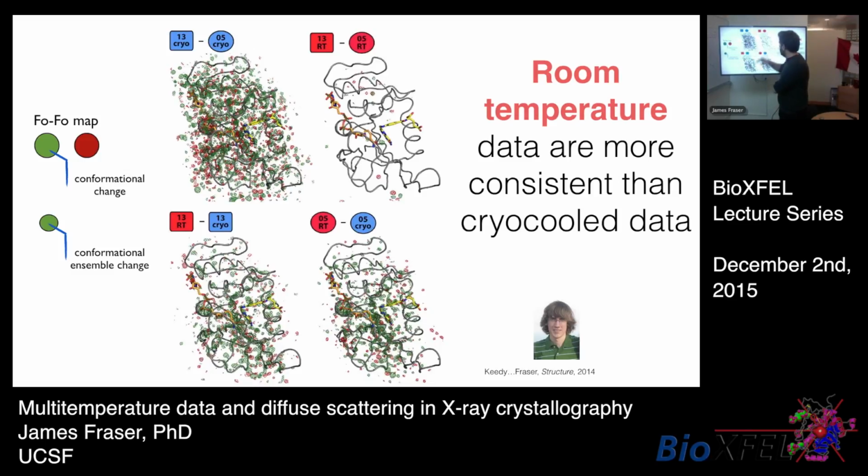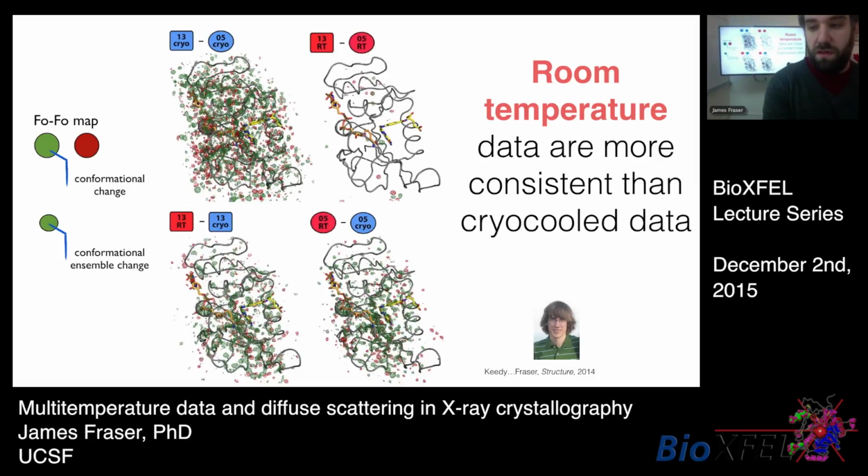But the really striking result for us was that the room temperature difference maps were essentially flat. There were very few differences between the room temperature data sets collected basically a decade apart. And so the room temperature data are really more consistent than the cryocooled data, and consistent in an important property in that they were showing the same conformations, but also not just one structure, but multiple structures.